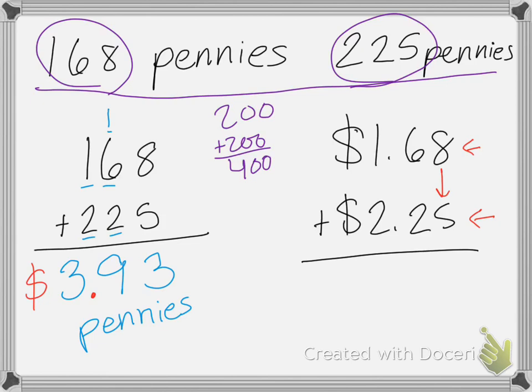So let's add this up quick and see if we got the same answer. 8 plus 5 is 13. Carry the 1. 1 plus 6 is 7. Plus 2 is 9. Okay, and then 1 plus 2 is 3. And remember, that decimal point comes straight down. Okay, and then I put my dollar sign. So I got the same answer both times.